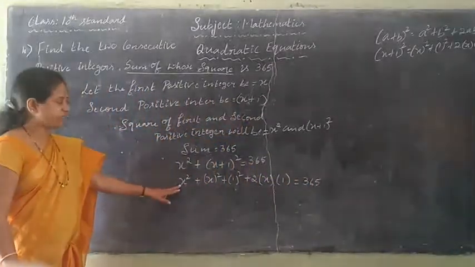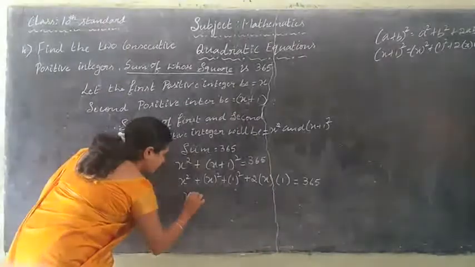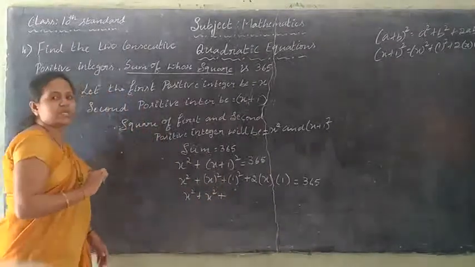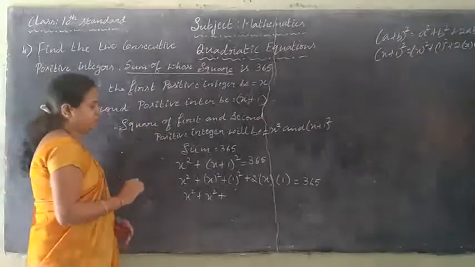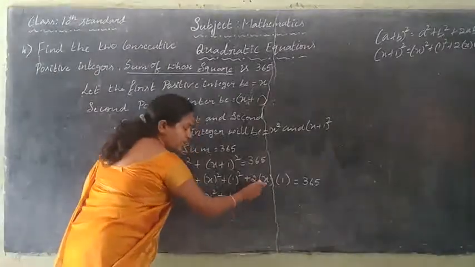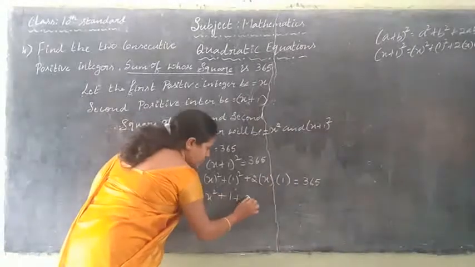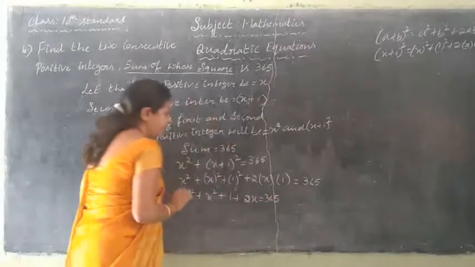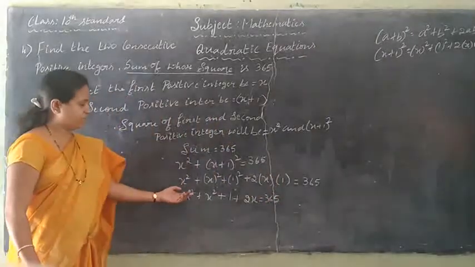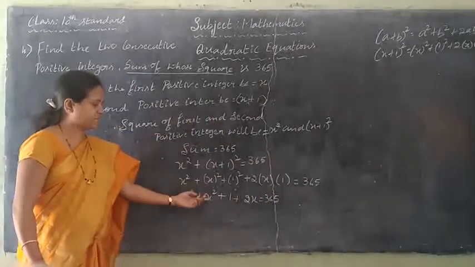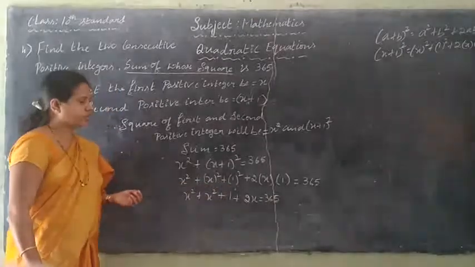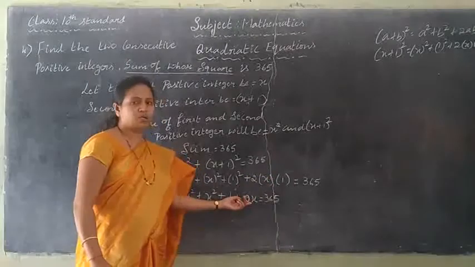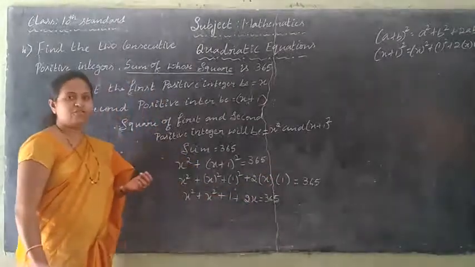Next, x square is there. Write it down. x square, 1 square. What is the square of 1, children? 1. 2 into x is 2x, into 1 is 2x, is equal to 365. The square of x is x square, children. 1 square means you are going to get 1. Then 2 into x is 2x, 2x into 1 is 2x, is equal to 365.